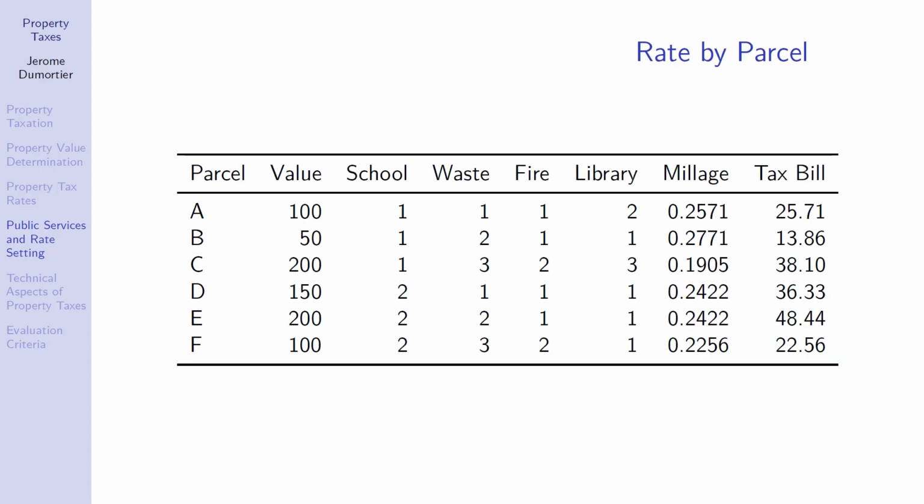Now then, what we do, we have those various types of expenditures, and we have to distribute them over the parcels. So all the rates that we have seen in the previous slide for School District 1, Wastewater District 1, Fire District 1, and Library District 2 that are associated with Parcel A have to be summed up to get 0.2571, and then multiplying the rate by the value, you are getting the tax bill.